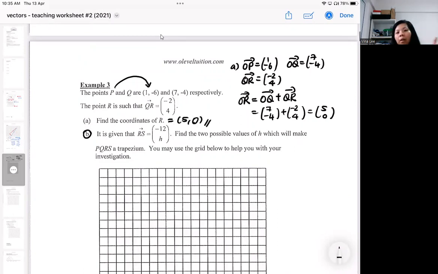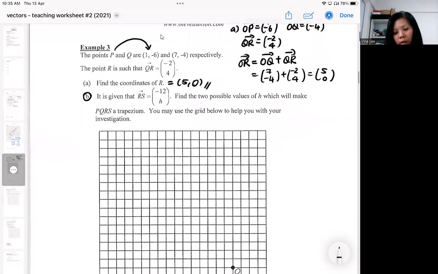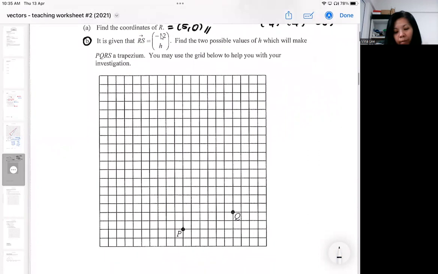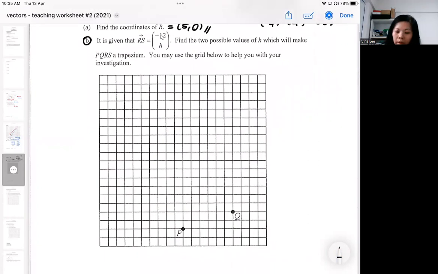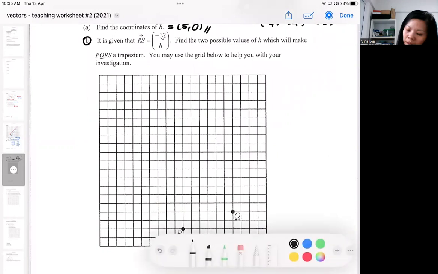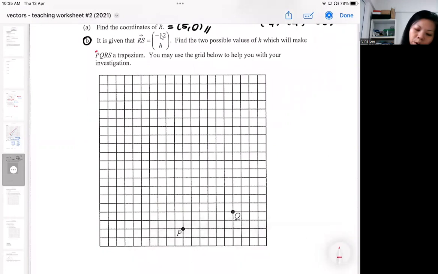So part A can be done with the idea of position vectors and also fill in the blank, which is addition of vectors. But the next one cannot. The next one is more feasible if you use the grid. Okay, so the key idea is PQRS is a trapezium. And the property of a trapezium is there's one pair of parallel lines.